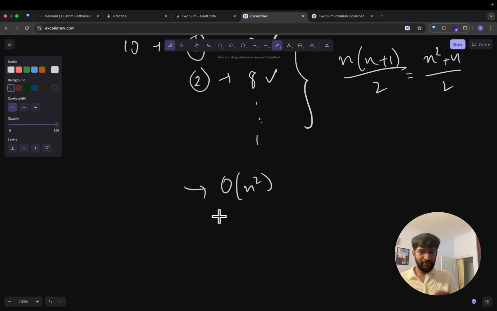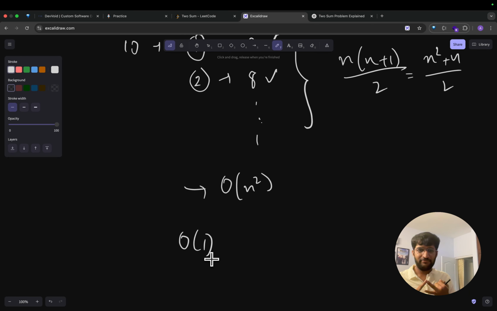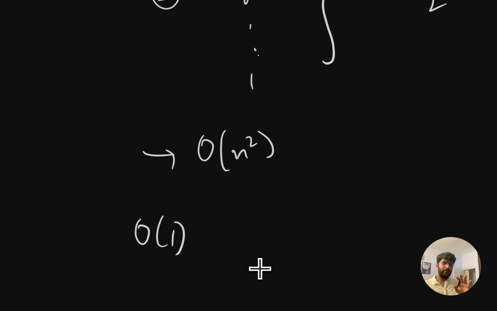Space complexity, on the other hand: we are not using any extra space other than the already given nums array. So we are using no extra space, hence it is O of 1. So space wise, very good. Time wise, not acceptable. That is the issue with this logic. That is the brute force logic. Okay? Understand what's happening here?